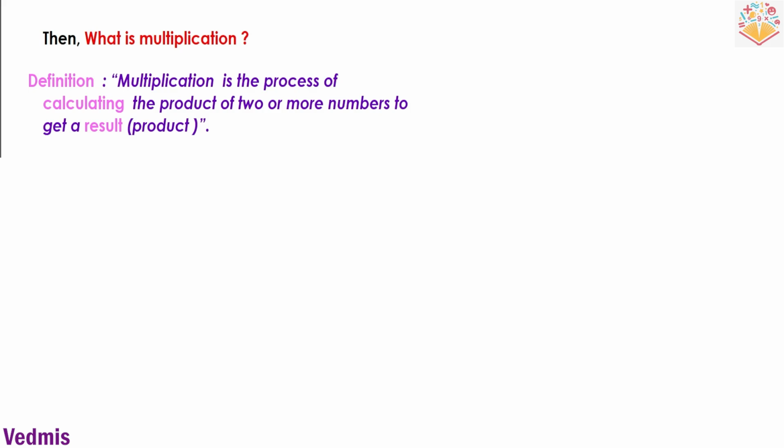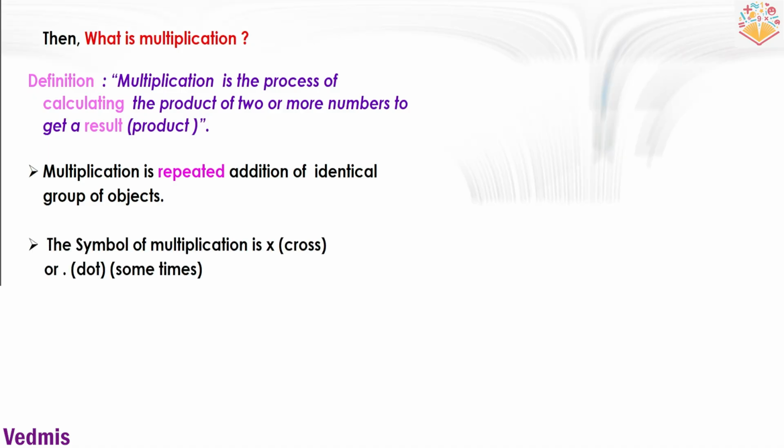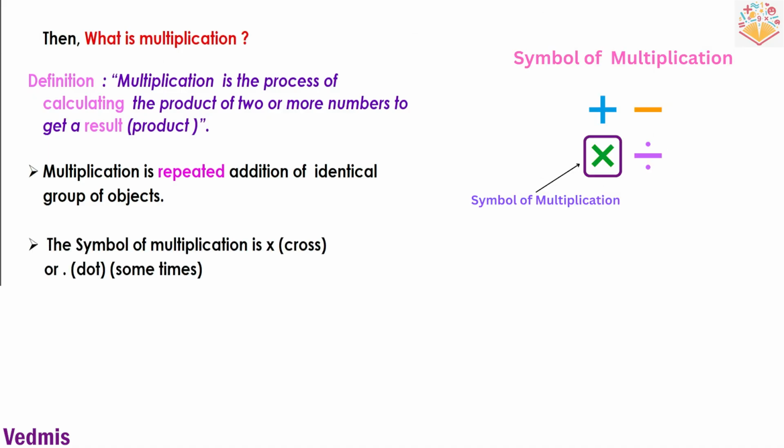Then what is multiplication? Multiplication is the process of calculating the product of two or more numbers to get a result. We call it a product. Multiplication is repeated addition of identical groups of objects, which we discussed in the addition topic. The symbol of multiplication is a cross. What is the significance of it? I will tell you later once you learn the base methods. Or dot. Sometimes a dot is also used.